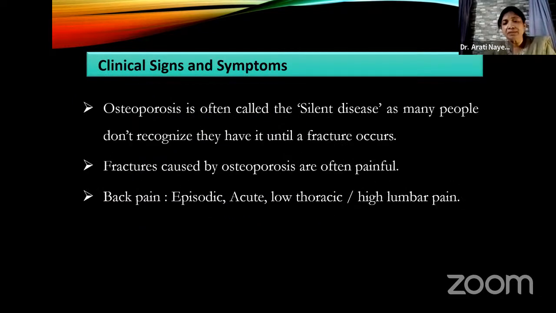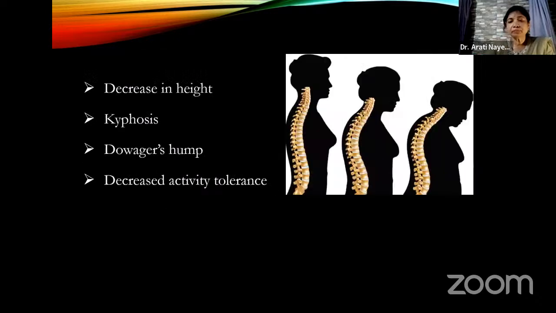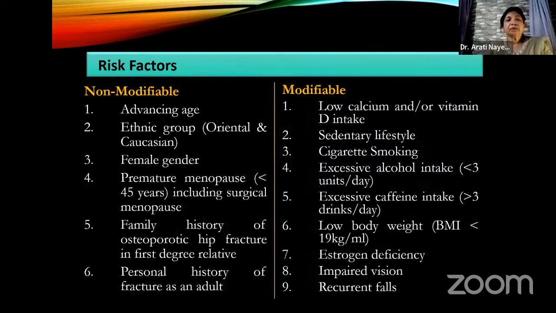Osteoporosis is often called the silent disease, as many people don't recognize they have it until a fracture occurs. And fractures caused by osteoporosis are often painful, and there will be back pain, which will be either episodic, acute, low thoracic or high lumbar pain. There will be decrease in height, kyphosis, dowager's hump, and decreased activity tolerance.